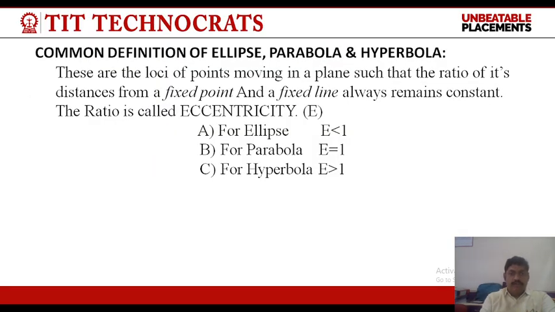The common definition of ellipse, parabola and hyperbola is that these are the loci of a point moving in a plane such that the ratio of its distance from a fixed point and a fixed line always remains constant. The ratio is called eccentricity. For ellipse, the eccentricity is less than 1. For parabola, eccentricity is equal to 1. And for hyperbola, eccentricity is greater than 1.